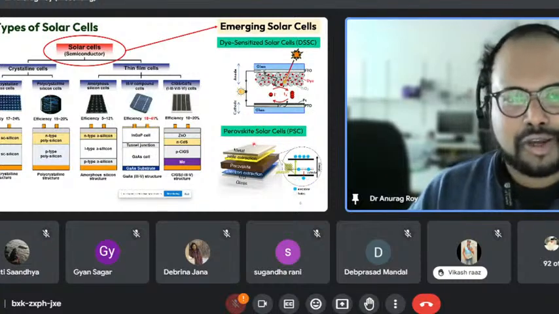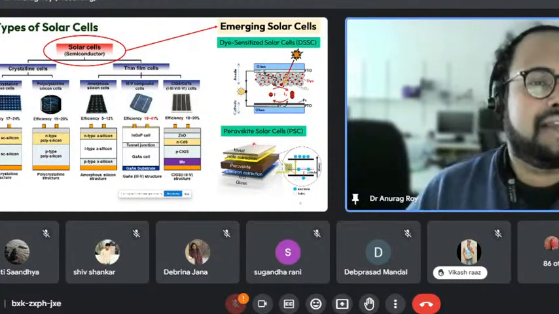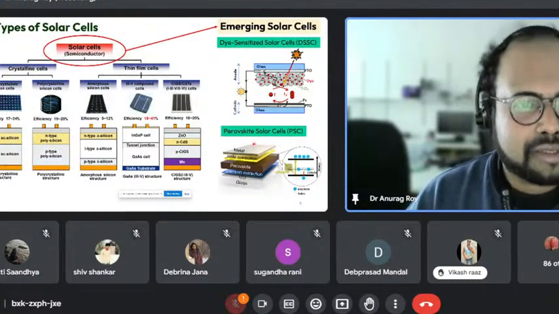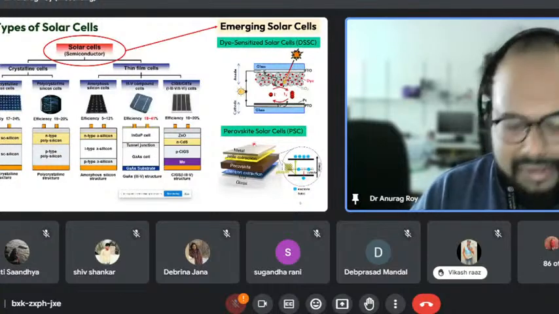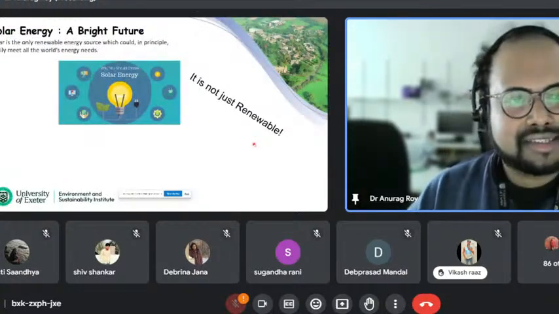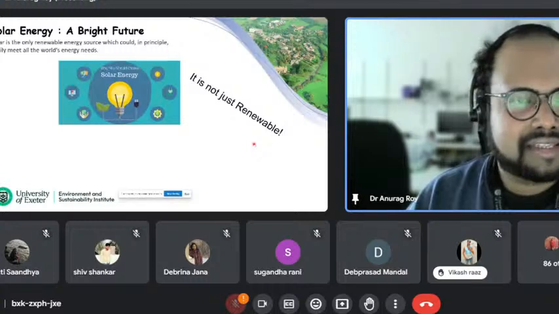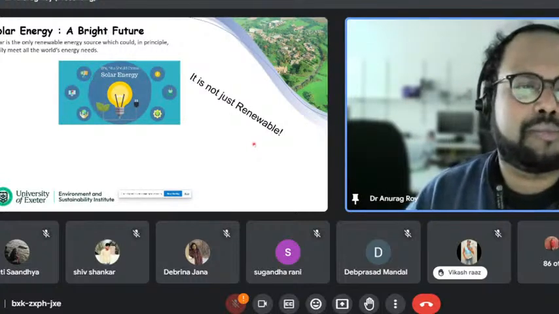We can't destroy or create energy. So that's what actually happens in the basic solar cell structure. Moving to the next slide, solar energy has a bright future.